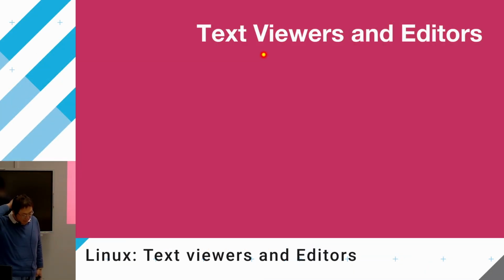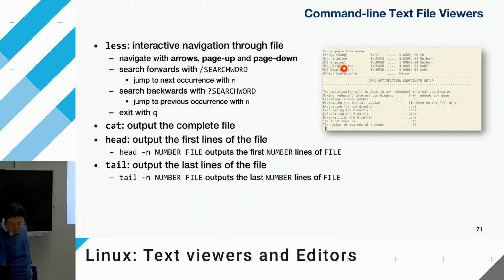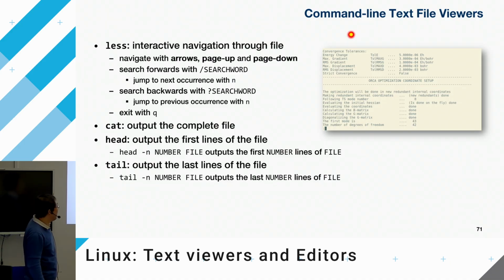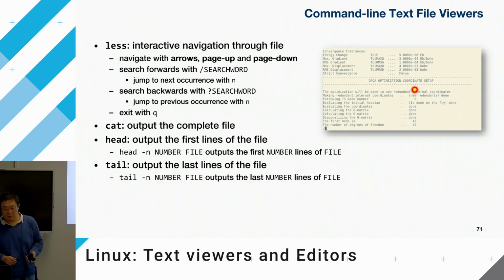So the first part is about text viewers and text editors. We are using Linux on the HPC system, and then we need to, let's say, look at the calculation output, right? For example, here you can see the output from one calculation. There are many tools available for you, even from the terminal, so that you can look at the output directly without transferring the files back to your local machine.